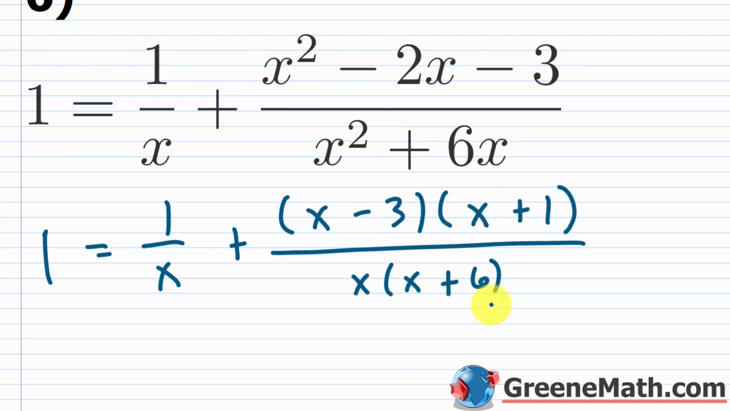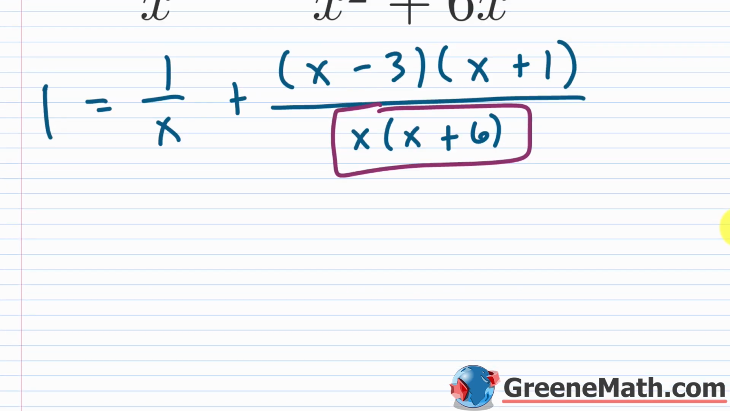And just looking at my LCD, we can see that there's an x here and an x here. And then here you have the x plus 6. So it's x times the quantity x plus 6. So this would be your LCD here. Now, I'm going to multiply both sides by this LCD. So this 1 multiplied by this would just give me this. So this is x times the quantity x plus 6. And this equals, over here, this would be 1 over x times this guy.